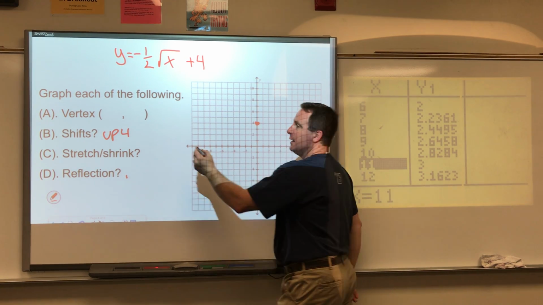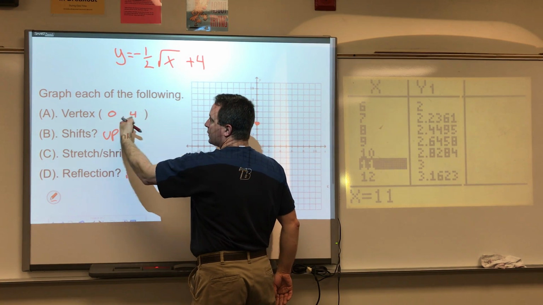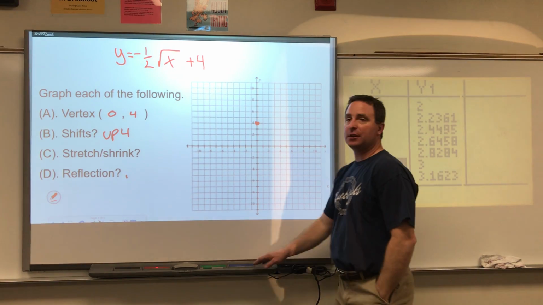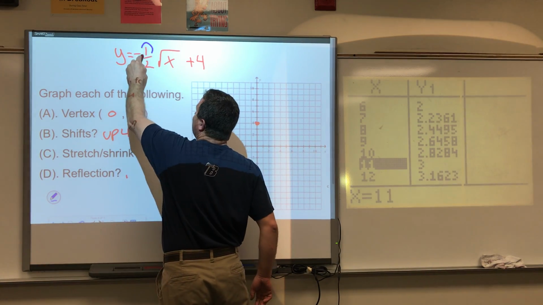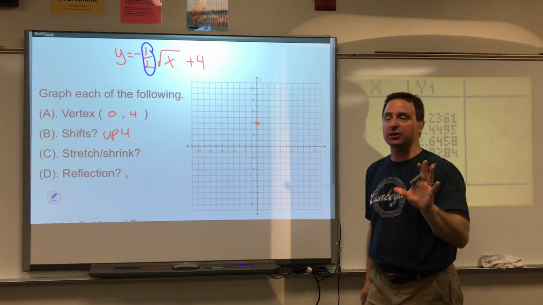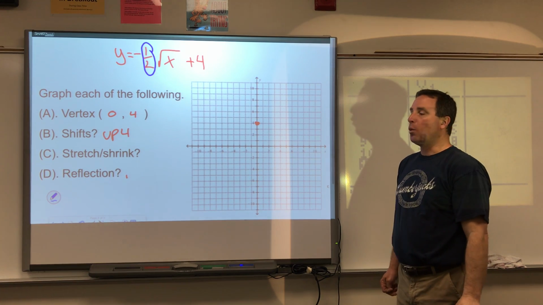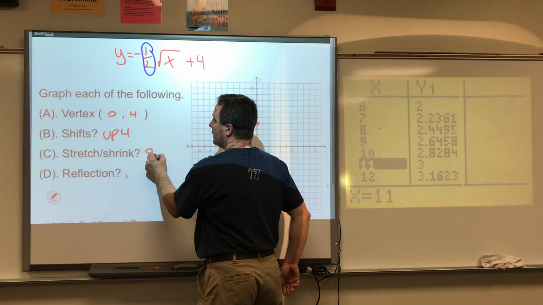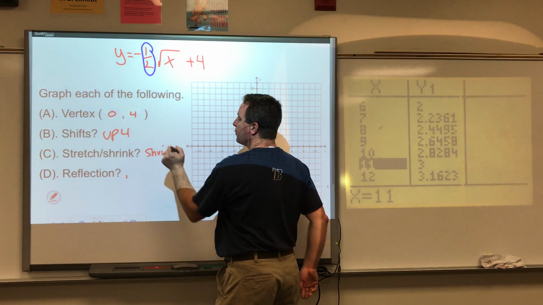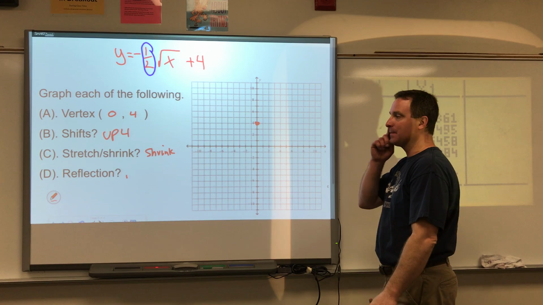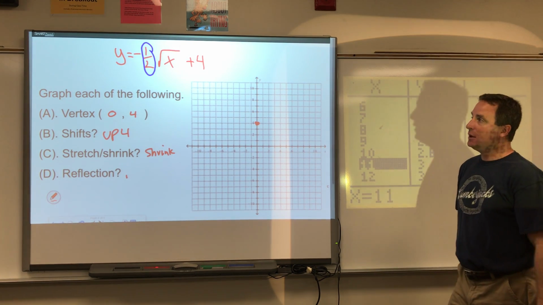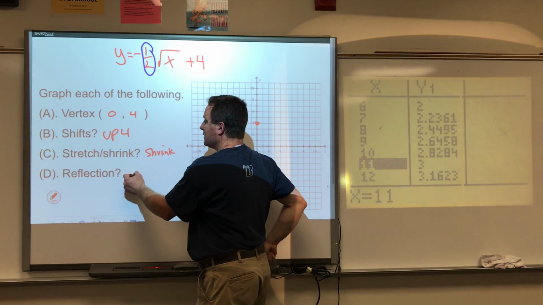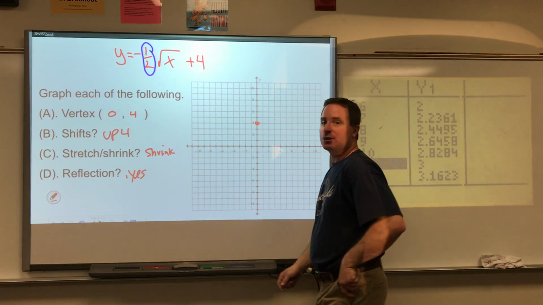There's where it is. And actually, I just found the vertex. Over 0, up 4. Was there a stretch or a shrink? Well, let's look at the number out front. It's 1/2. And don't mind the negative. Let's just look at the number out front. 1/2. 1/2 is less than 1. And when it's less than 1, that means there was a shrink. Okay? A reflection. Was there a reflection? Is the number out in front negative? Yes, it is. So there was a reflection as well.